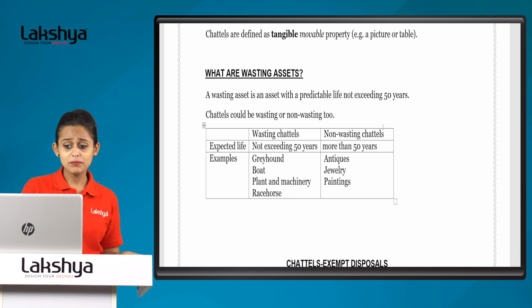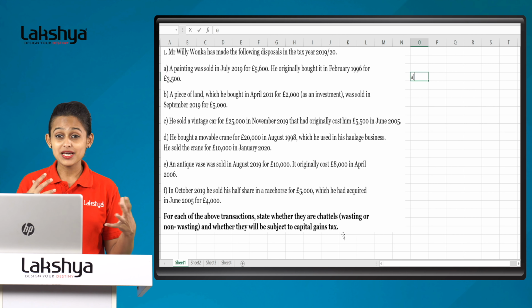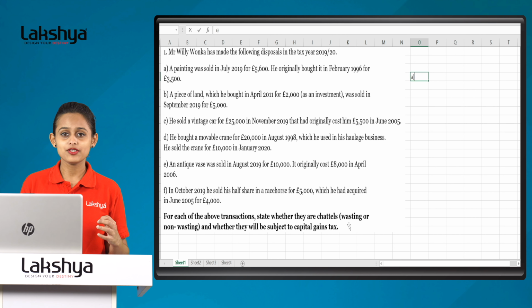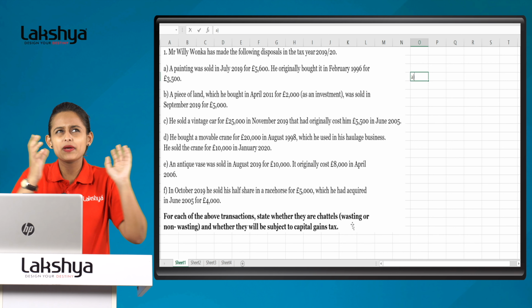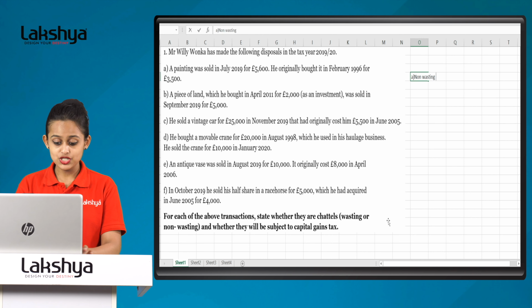Okay. Now, usually paintings, they come under which category? Non-wasting chattels. Now, you can't refer to that every time in your exam. It's better that you have it in your mind. So, painting, you think painting is something that lasts for more than 50 years. So, definitely it's a non-wasting chattel. So, I'm going to write that non-wasting chattel.